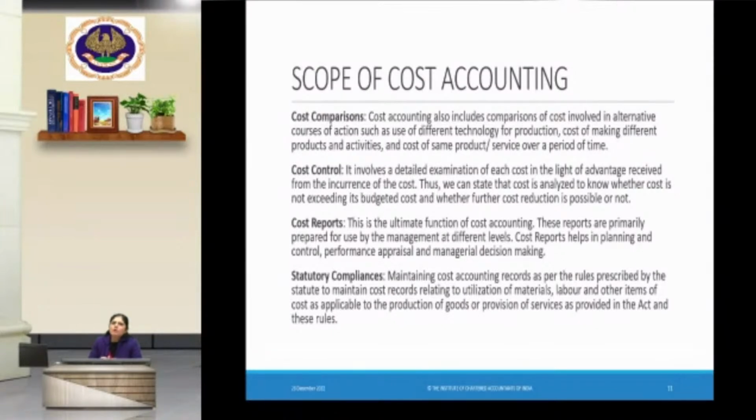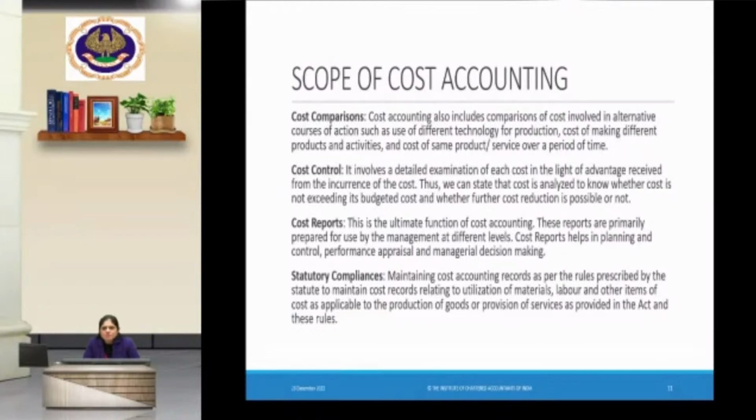Budgeted means whatever the standard we have set, and whether further cost reduction is possible or not. So cost control again. Whenever cost control comes, we compare the actual with the predetermined standard or the budgeted cost. All right, so always remember this.